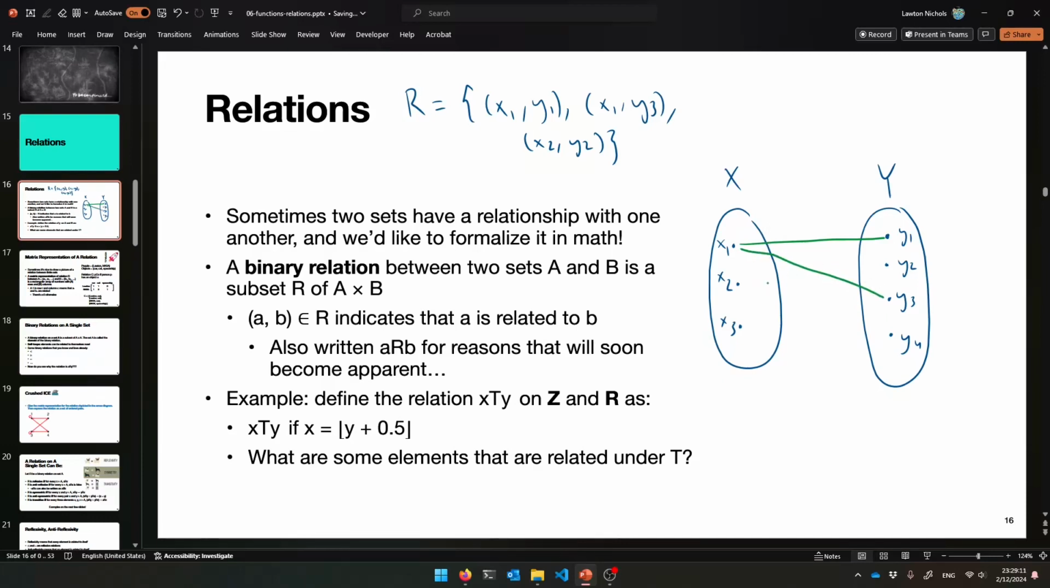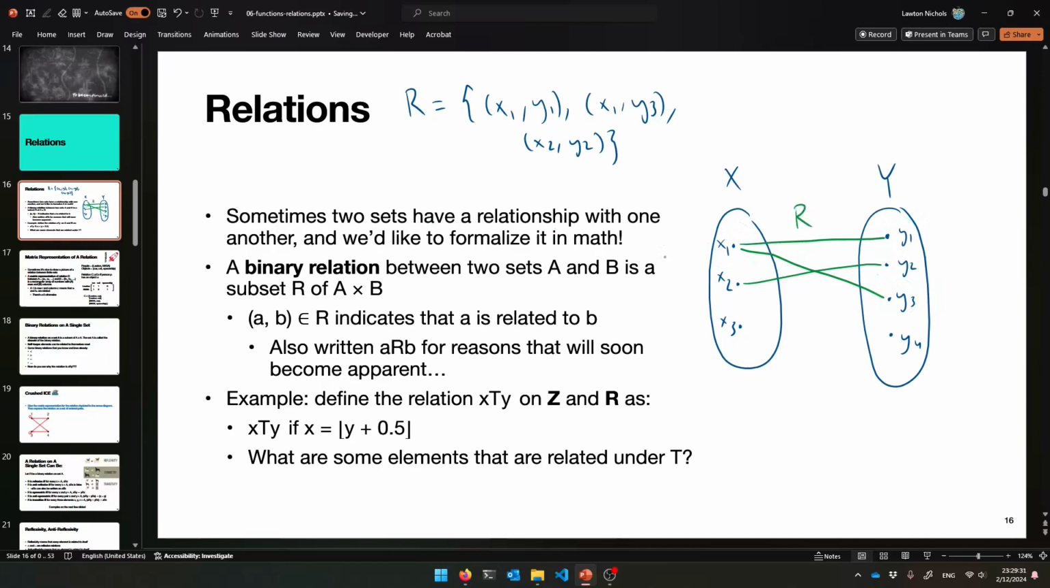And then x2, we say, is related to y2. So this is not a function. x3 doesn't have to be related to anything at all. And you can have multiple things on the left side relating to other things. Like x1 is both related to y1 and y3, we say. So this is the relation R.